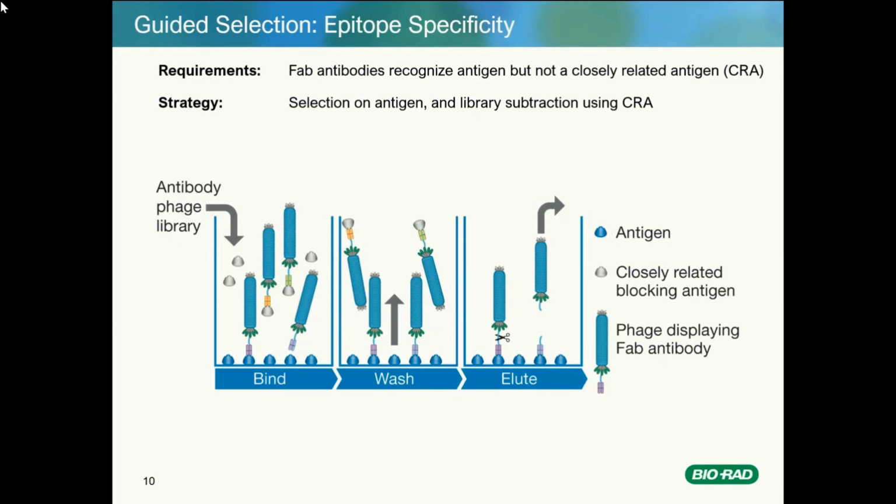The antibody phage library is pre-incubated with the CRA or CRAs, and then this mix of antibody-carrying phages and the blocking solution is transferred to the immobilized antigen, so that there is a competition between the soluble CRA in excess in solution and the immobilized antigen. The antibody-carrying phages that bind to epitopes common to both the antigen and the CRA should more likely bind to the CRA in solution, because simply there is more of it there, and are then washed away.